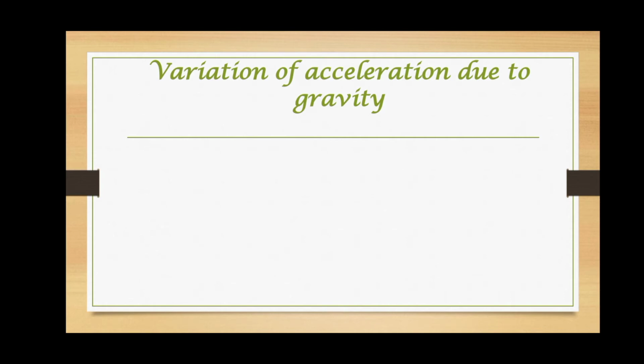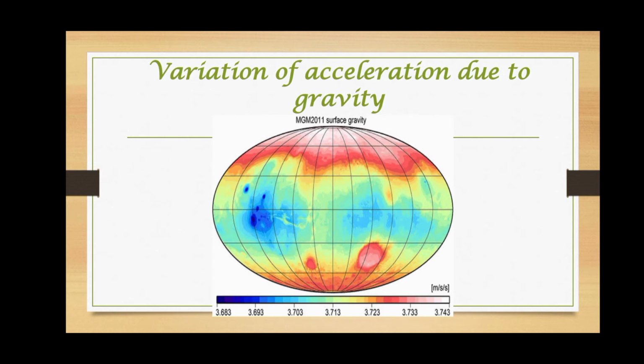Variation of acceleration due to gravity. The value of acceleration due to gravity of Earth depends on the values of the gravitational constant, the mass of the Earth, and the radius of Earth. As the gravitational constant and mass of Earth are always constant, the value of acceleration due to gravity is constant as long as the radius of Earth r remains constant. Hence, the value of g is constant at a given place on the surface of the Earth.